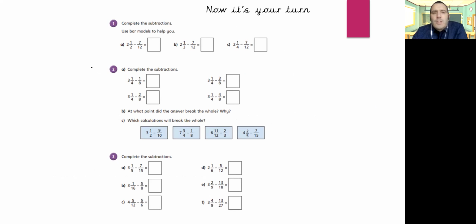Now it's your turn. Have a go at the subtractions. Use the bar models or the number lines, whichever one you're most comfortable using. Complete the subtractions that are on the screen and answer the questions. Remember to read them carefully and remember to find your equivalent fractions. Pause the video here.